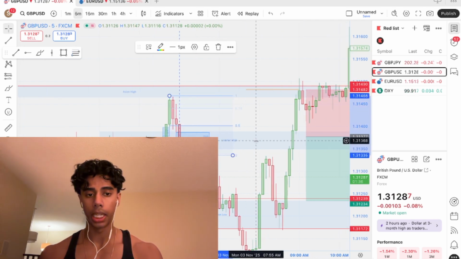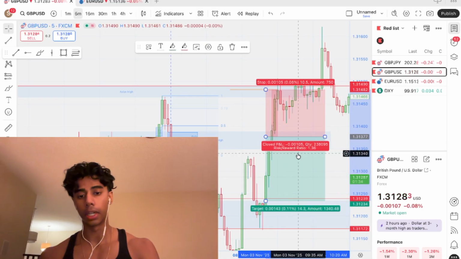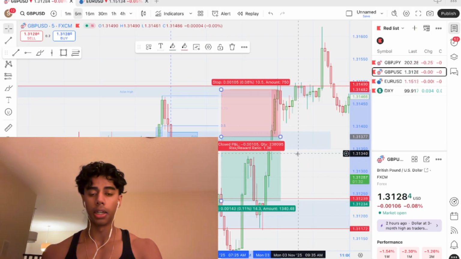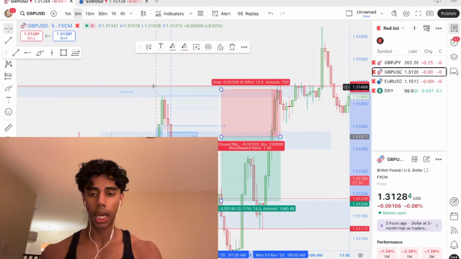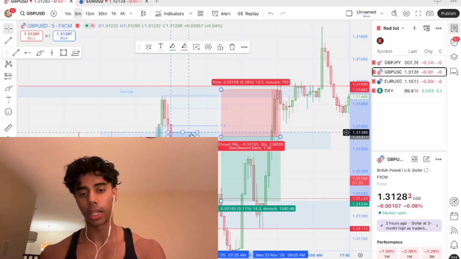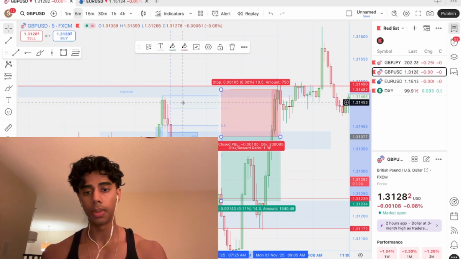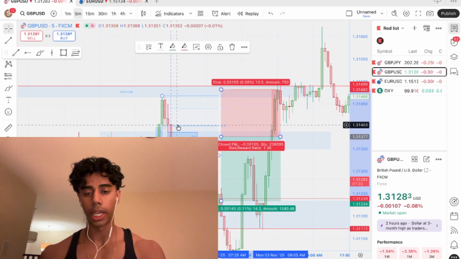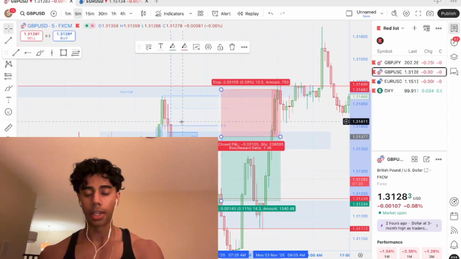for a retrace up into here and then take something like this with the target at the London low and the stop loss above the high that was made, but that didn't really end up showing anything. We never ended up going up into equilibrium. We never fully retraced into this fair value gap either, so I didn't really take anything on this.